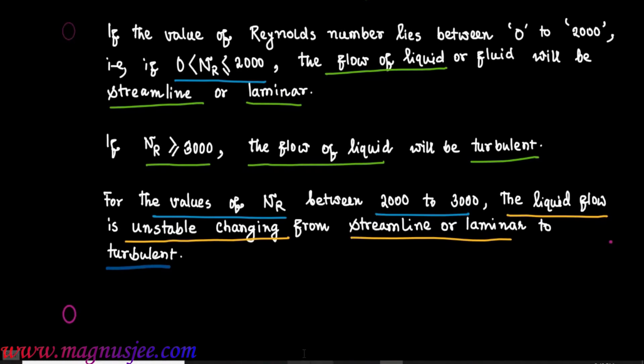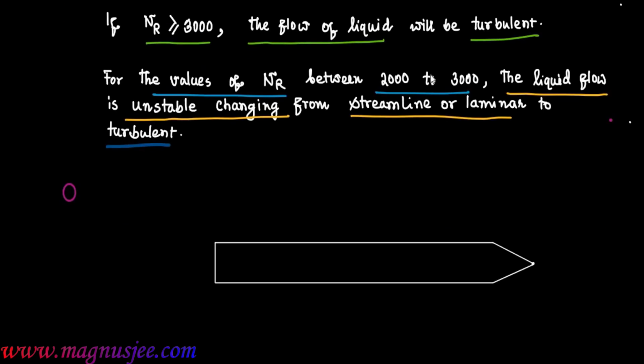Another point in connection with Reynolds number is, we can draw this diagram which indicates the value of Reynolds number. We make a range within which flow of liquid will be unstable, changing from streamline or laminar to turbulent. This is the unstable range. And this arrow indicates the increasing value of Reynolds number. Reynolds number increases towards right.